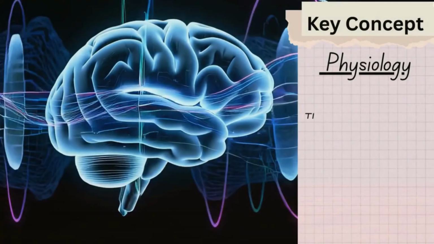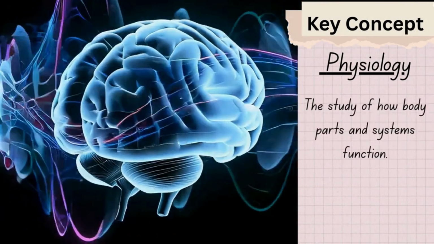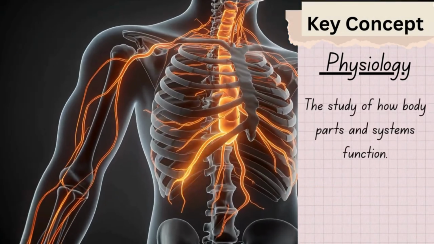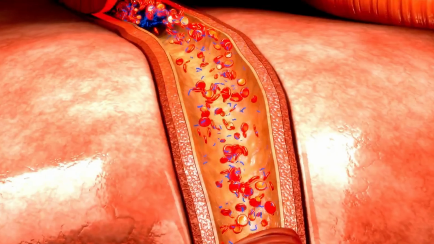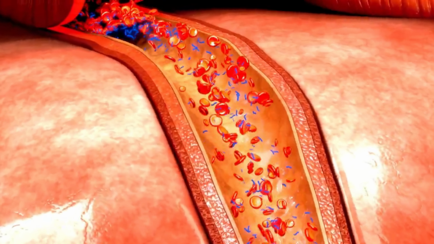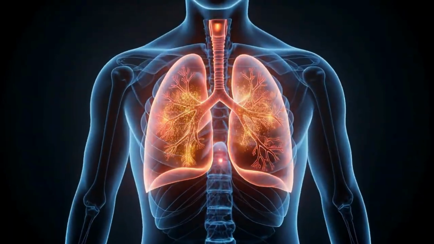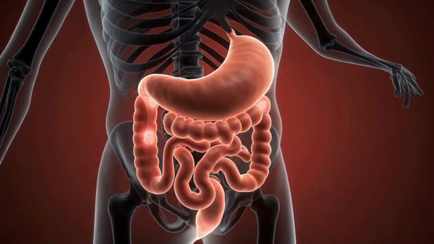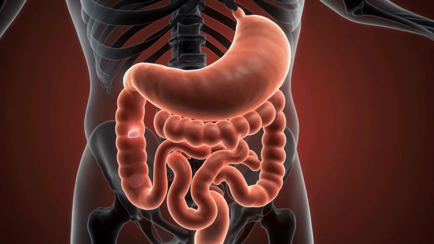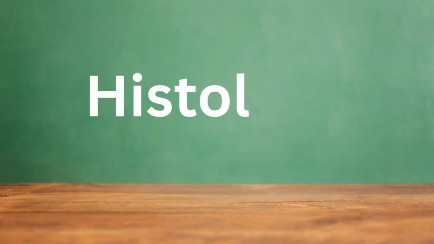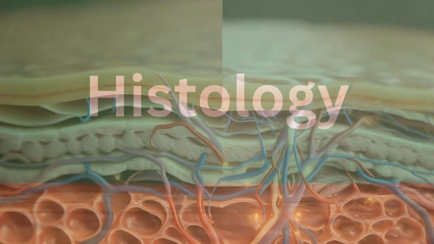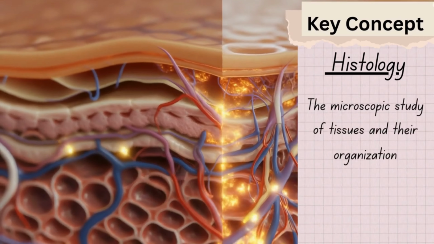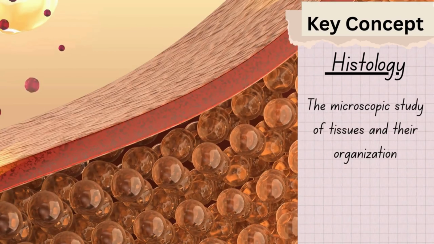This branch explains how different body parts function and work together to sustain life. For example, it describes how blood circulates throughout the body, how oxygen is supplied by the respiratory system, and how nutrients are absorbed through digestion. Next, we have histology, the microscopic study of tissues, which are groups of cells that perform similar functions.